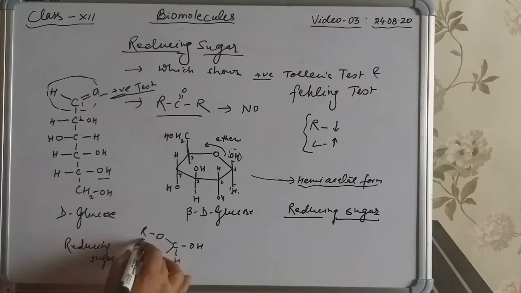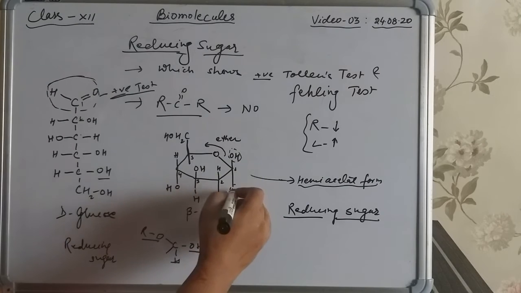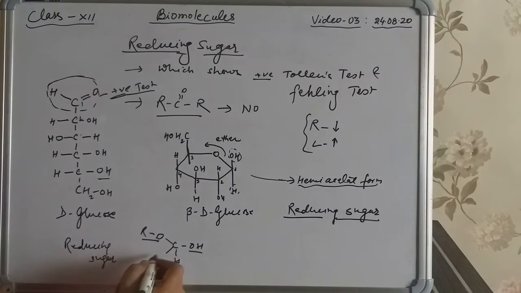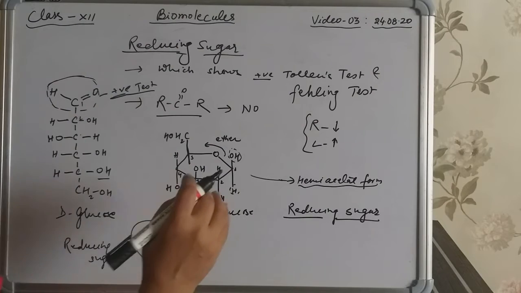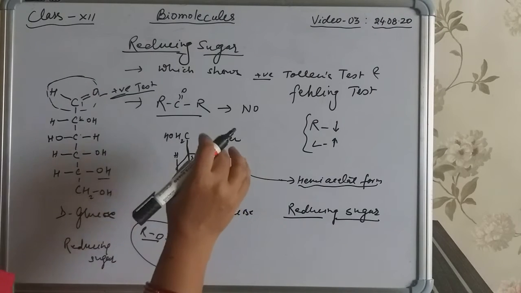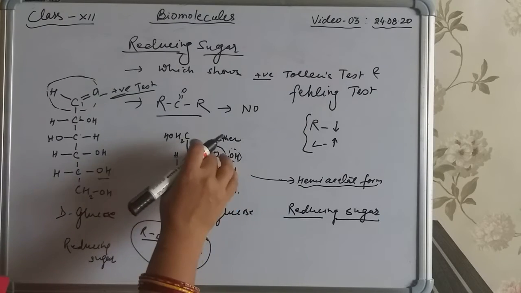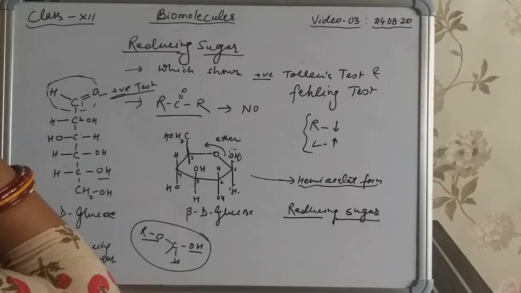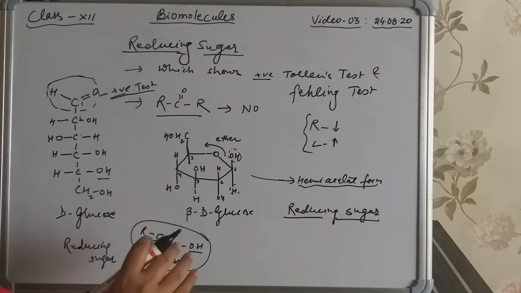So this is 1, 2 and 3, and this carbon is connected with 1, 2, 3 and 4. In this way you can find out the conditions necessary for a reducing sugar. The carbon must be connected with one OH group, one ether group, and one H. The carbon directly joined with the ether group is the necessary condition for a reducing sugar.